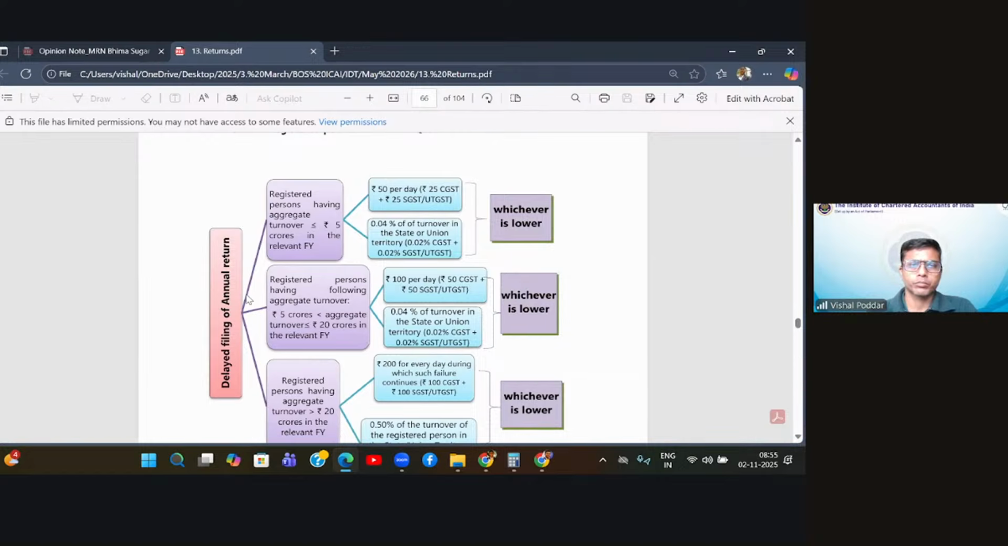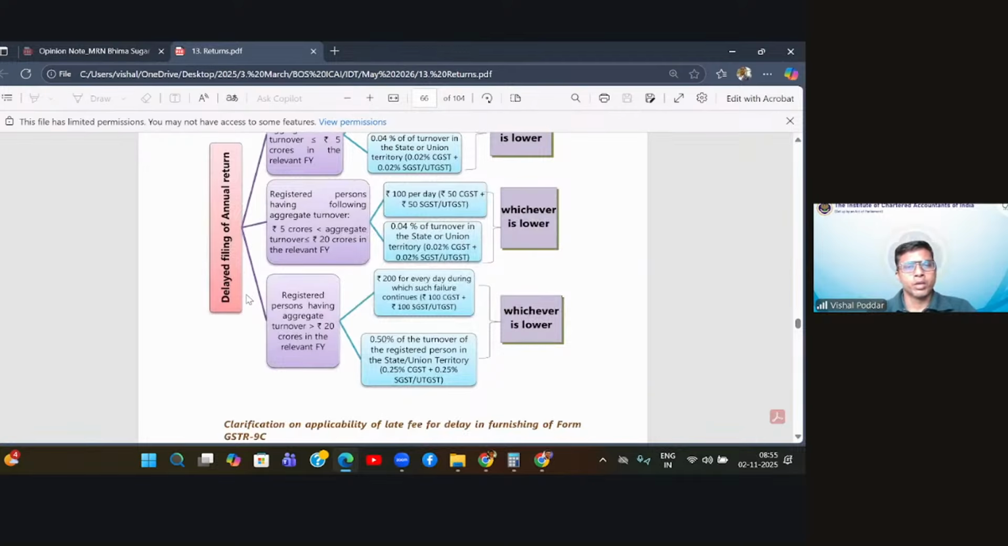Registered persons having aggregate turnover more than 5 crores, but less than 20 crores, the penalty is 100 per day or 0.04% of turnover in state or union territory, whichever is lower. Registered person having aggregate turnover of more than 20 crore in the relevant financial year, rupees 200 every day or 0.05% of turnover of registered person in state or union territory, whichever is lower.